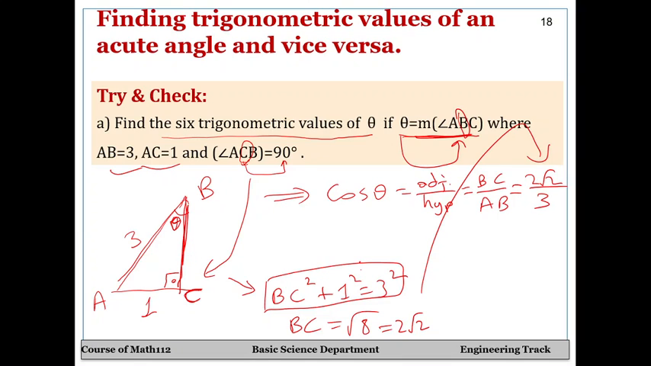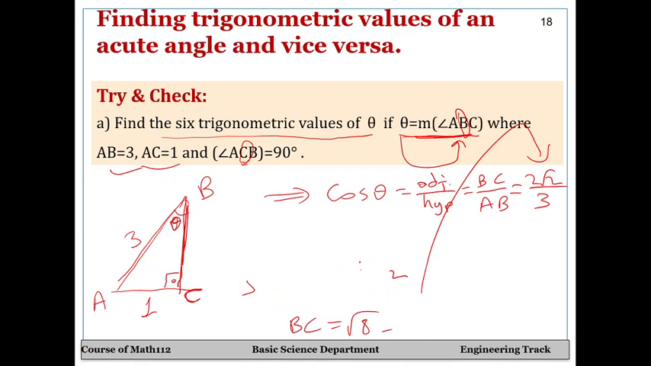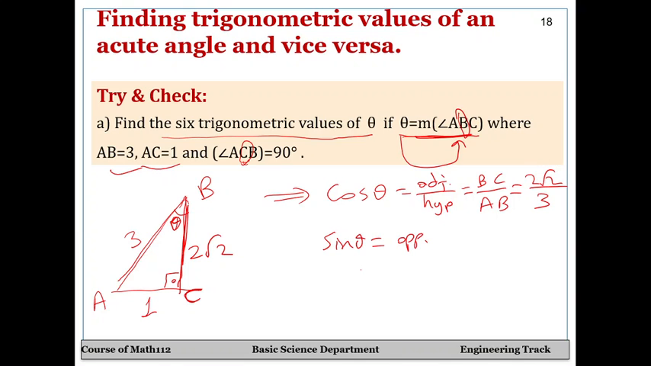Now I will erase this part and I will say this here. Okay, I don't need that. Now I have all the sides. Now I can write sine theta. Sine theta is the opposite side divided by the hypotenuse. The opposite side for theta is this, AC. AC divided by the hypotenuse will be 1 over 3.